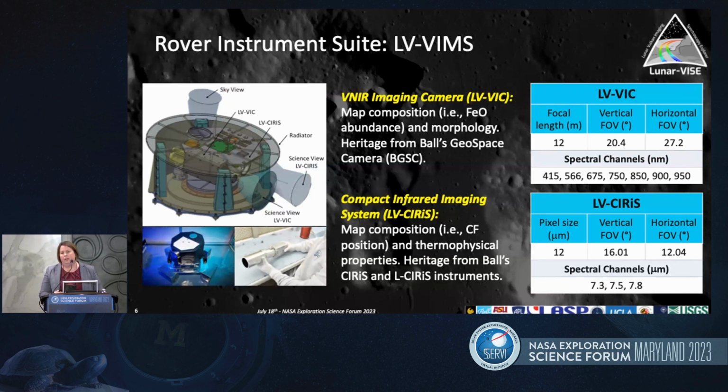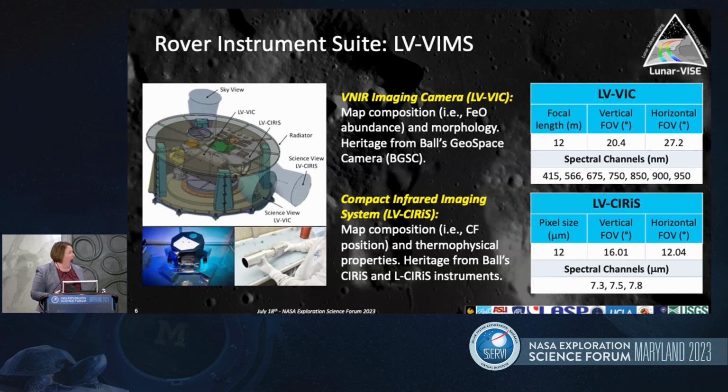Those 7 spectral channels have been chosen specifically to be similar to spectral channels that we've seen on Clementine, LROC WAC, and Kaguya, which again allows us to take our in situ surface measurements and compare those to the orbital data sets, which will really be key for ground truthing that data set.